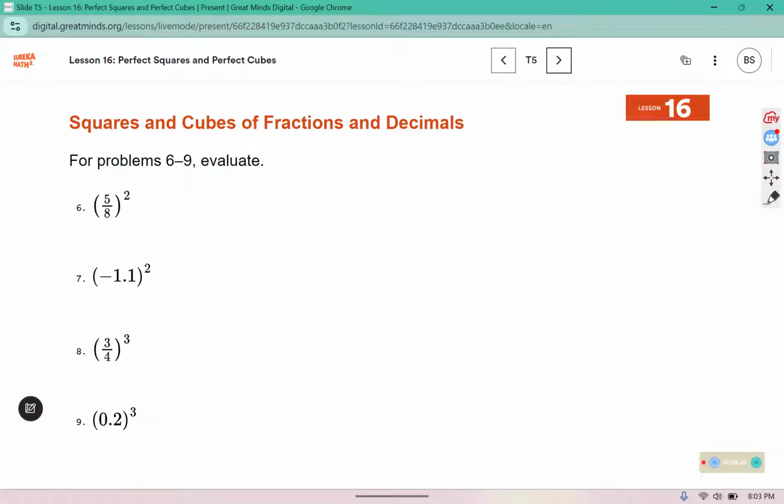For problems 6 through 9, evaluate. That means figure out what it's equal to. 5 squared is 25, and 8 squared, that's 8 times 8, is 64.